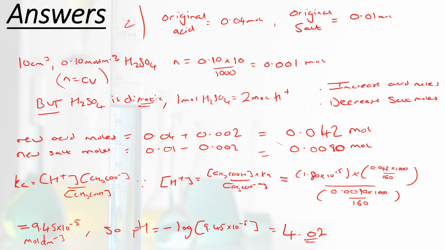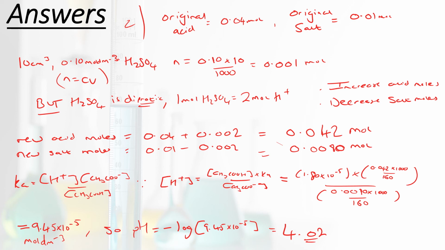Again, we now repeat the calculation. We write our Ka expression, we rearrange for H+, plug in the numbers, again remembering to convert the moles back into concentration. Now in this case I have used the new volume because it's a slightly bigger change in the volume. Remember last time it was 10 cm3 being added into 1,000 cm3. Here we have 10 cm3 being added into 150 cm3, so a slightly bigger change. So I've included it this time.